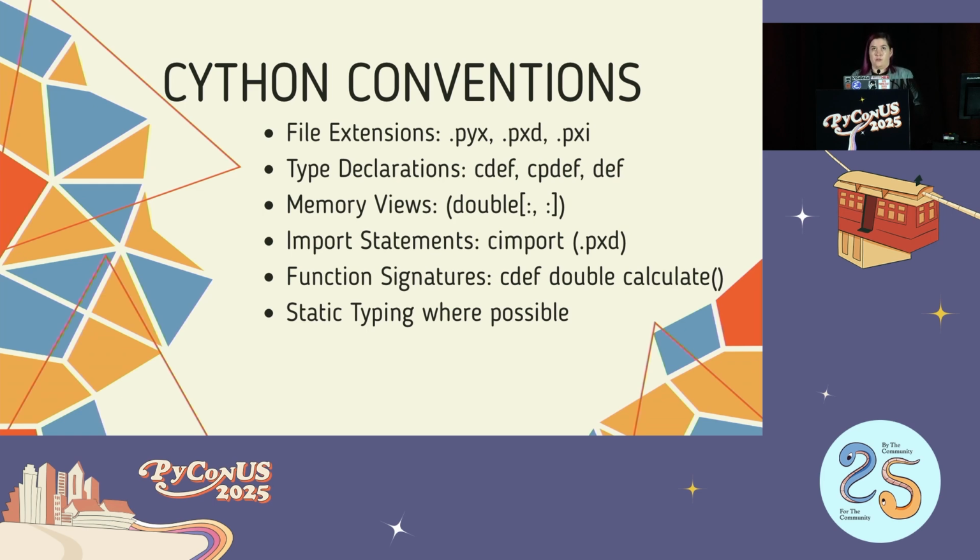cpdef tells the Cython compiler to make that method accessible in both C and Python. There are memory views, which are stand-ins for arrays. When you are importing into a .py file or another .pyx file from a .pyx file, you need to use a cimport rather than just an import. And when you are working with a pure C function, that cdef signature, you need to include the type that's going to be returned from it. And in general, you should use static typing where possible.